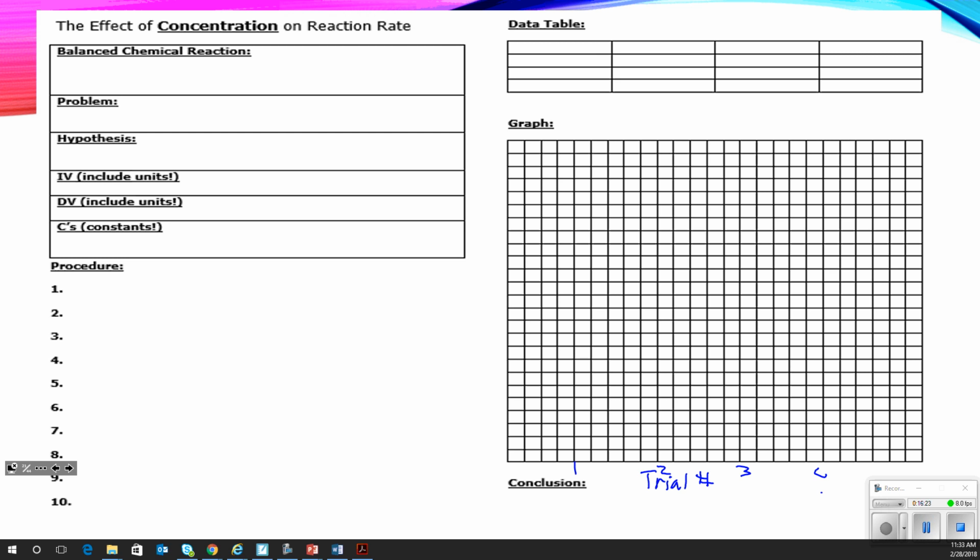One for each thing. So what experiment are you going to use to do concentration? You can just choose one. You're going to do all 3 experiments, but you're going to choose one for temperature, one for concentration, and one for particle size.